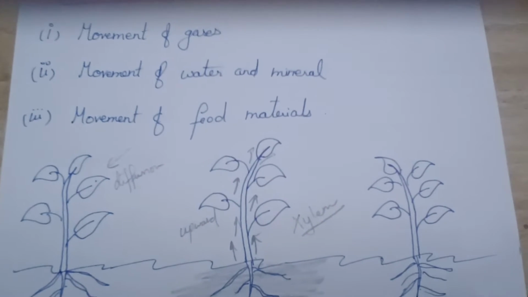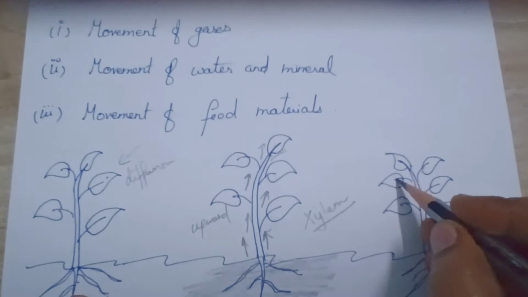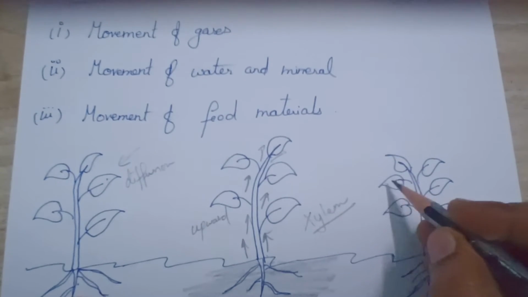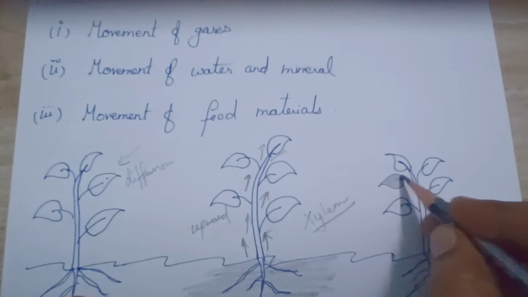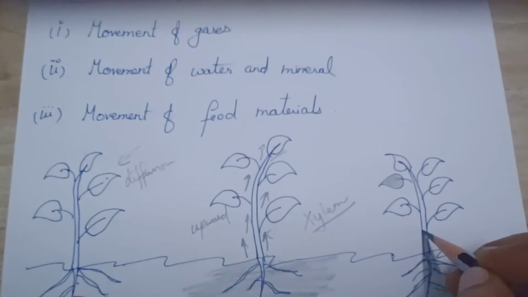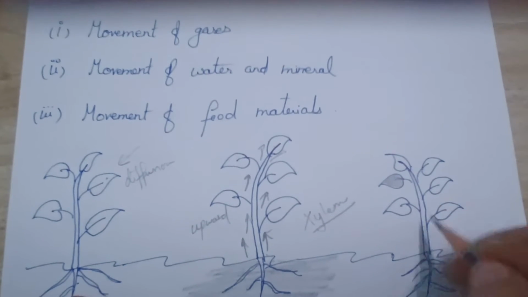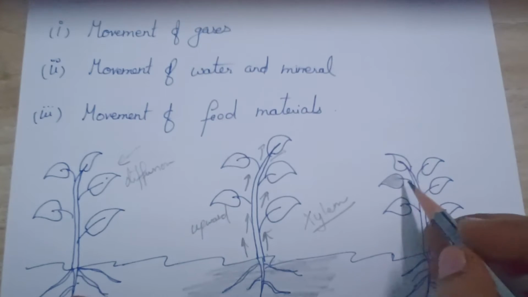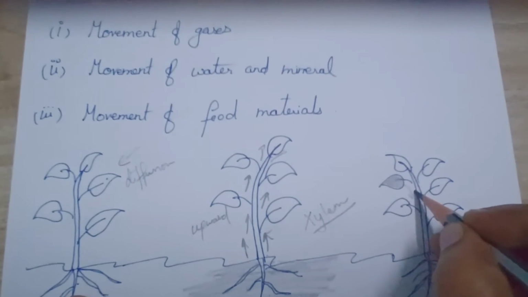Next, movement of food materials. Where is food prepared? In the leaves, right? This is the green part, so it contains chlorophyll. The food is prepared here. All the parts of the plant do not prepare food. The stems, branches, roots, everything needs food, right? So it has to be transported.